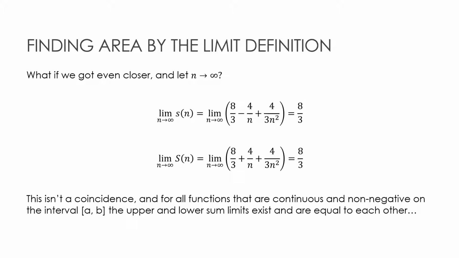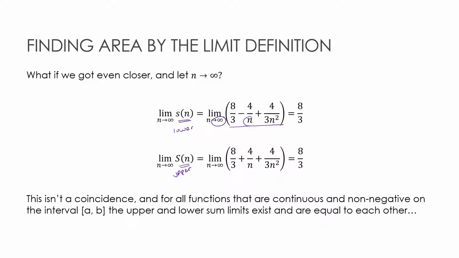So let's get to that actual area. If I let n approach infinity, I'm still going to be looking at these same two functions, little s of n and big S of n, which were my lower limit and my upper limit. And when I looked at them before, they were getting closer and closer together. But now I'm going to take the limit as n approaches infinity.